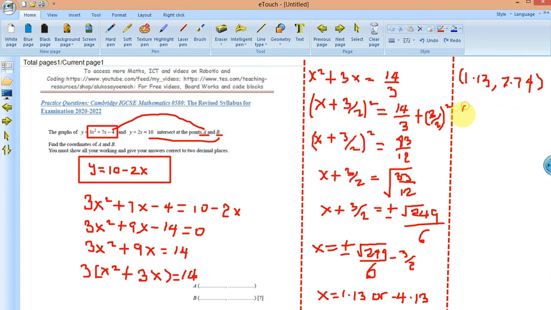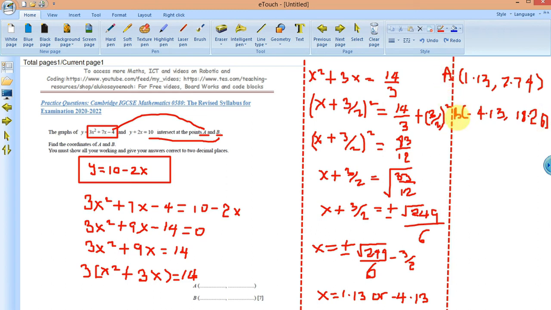When x equals minus 4.13, let's just go ahead and substitute the same. So 10 minus 2 into minus 4.13 close brackets, so that is 18.26. Okay guys, so the coordinates of a and b are these, so this is a and this is b accordingly. So guys, that's the end of the first question.